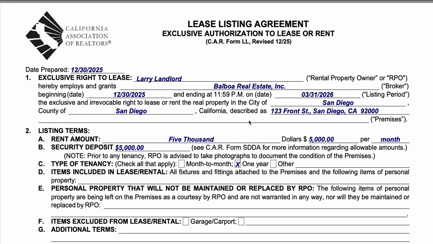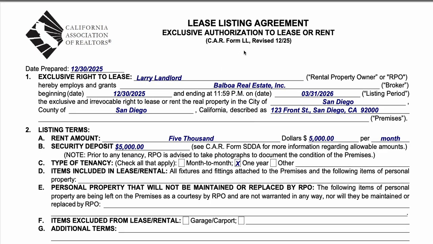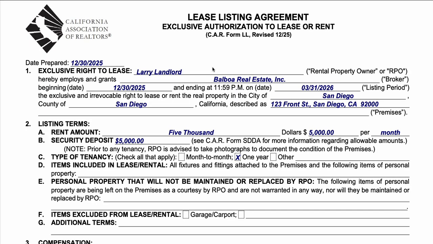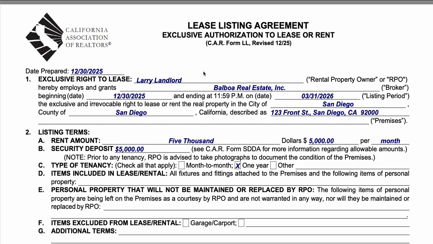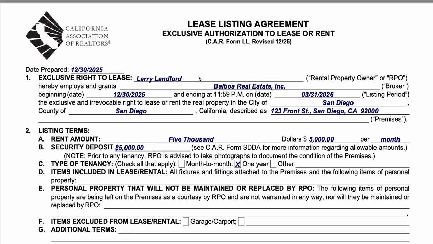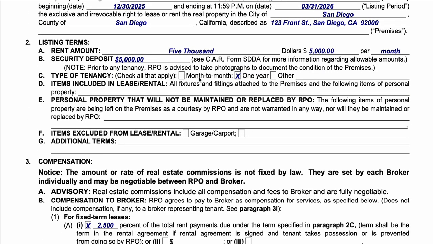This is a tutorial on the new lease listing agreement, CAR Form LL revised 1225. This is the version we're using going into 2026. This bundle is about 14 pages long. There's a booby trap in here, so I'll show you what to look out for and how to avoid the booby trap. And I'll explain how to fill this out simply.